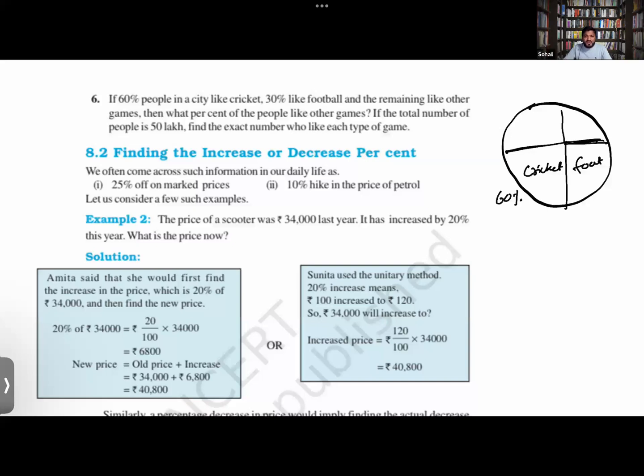Further, the question says, if the total number of people is 50 lakh, find the exact number who like each type of game. So namely we have to find out about cricket and football. You know how to find percentage from a given value. So you have to find 60% of 50 lakh, and then you'll be finding 30% of 50 lakh. I hope you guys would be able to solve this one.